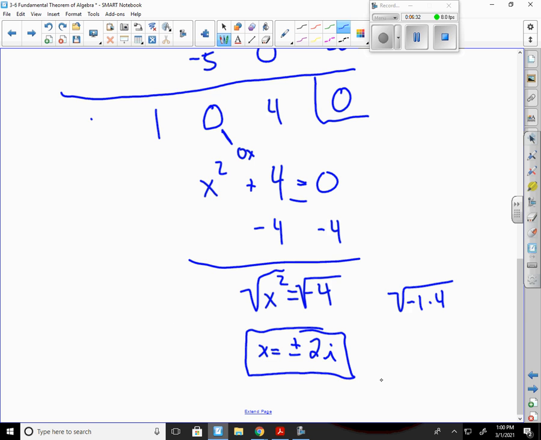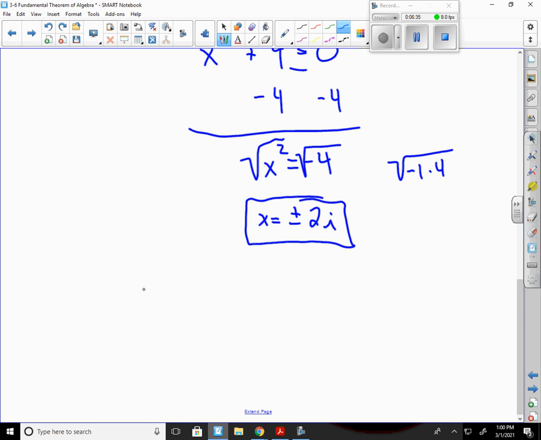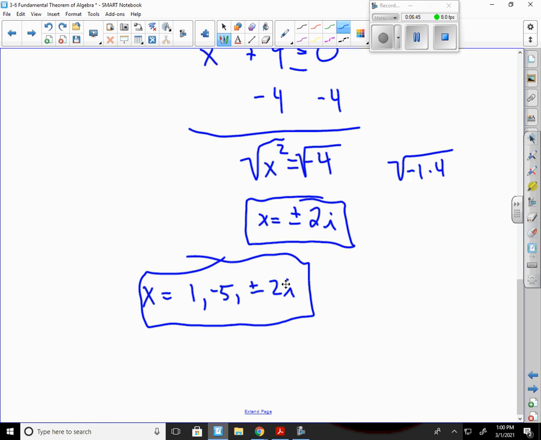And then I should list them out all together. X equals 1, negative 5, and plus or minus 2i. I'll let you leave it as plus or minus. I can clearly see that there's 2 roots here, but you need to make sure that you put your plus and minus in there. All right, so that's essentially the same thing that we learned on Friday.